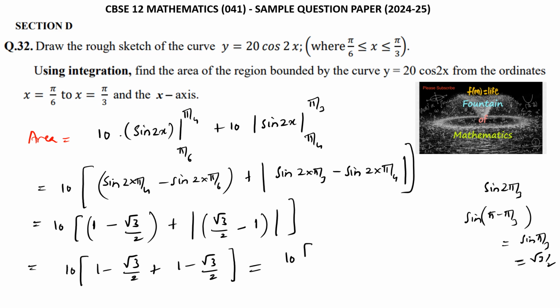Which is equal to 10 times of 2 minus root 3 by 2, root 3 by 2 is root 3. Or we can write 20 times 1 minus root 3 by 2 square units is the required area. Okay, thank you.